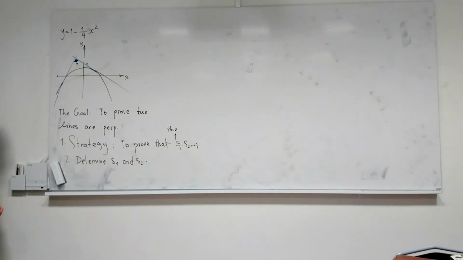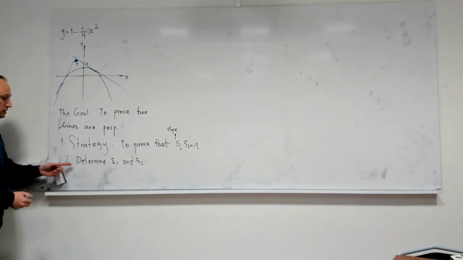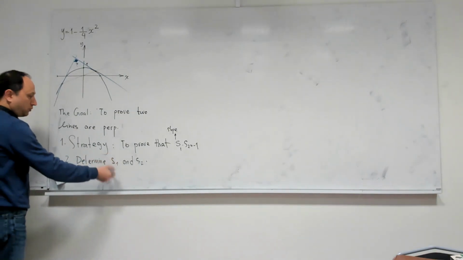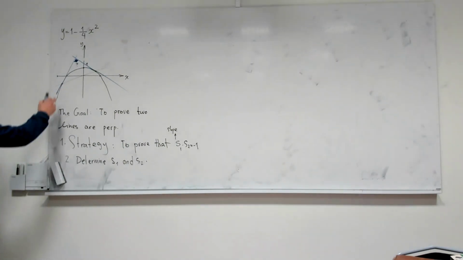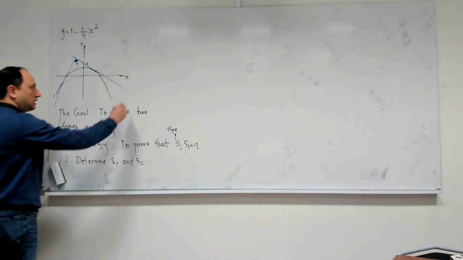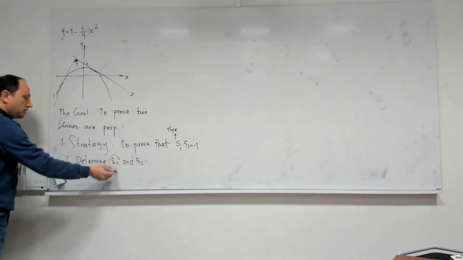Okay, so this is step 1, this is step 2. Now step 2 consists of two things, slope 1 and slope 2. For example, let us take this one to be line 1 and this one to be line 2, with slope 1 and slope 2. Let us concentrate on slope 1.